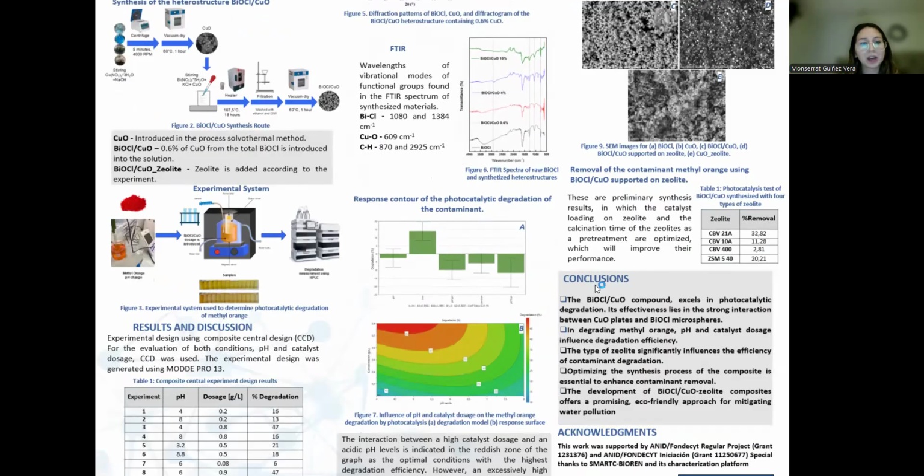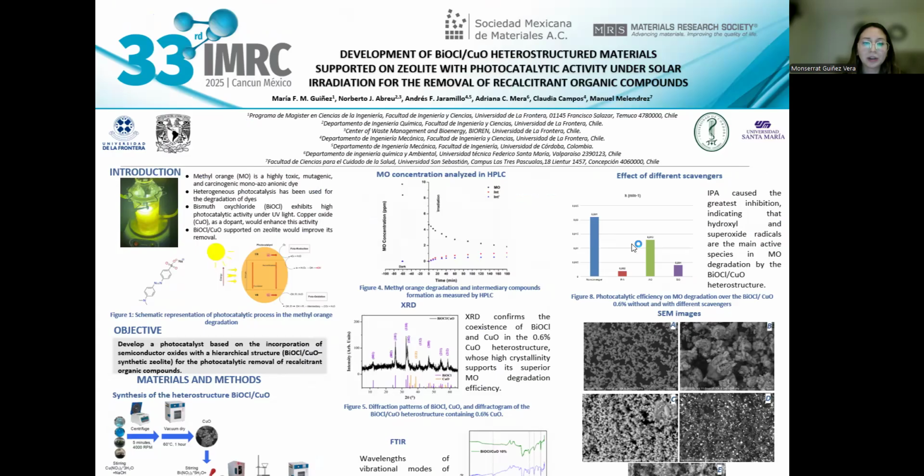We applied a central composite design to assess the effect of pH and catalyst dosage for the bismuth oxychloride doped with copper oxide composite. Photocatalytic tests were conducted under simulated solar irradiation. Methyl orange concentration was monitored via HPLC, and we used XRD, FTIR, and SEM for the characterization.